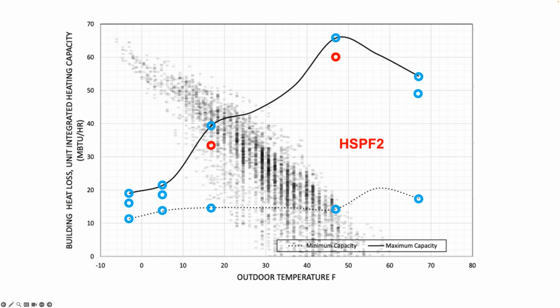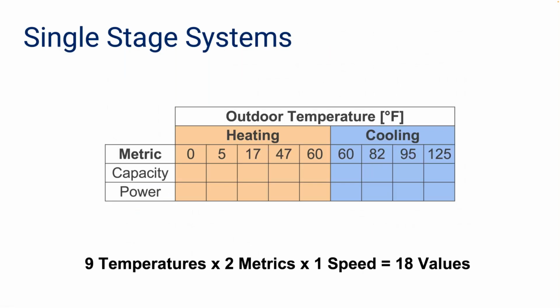All right, so I'm going to illustrate how the addendum goes about setting up this entire performance map, but I'm going to start with a single speed system. So for a single stage system, for heating, we're going to try to find the performance at 5 temperatures, and for cooling, we're going to find 4 temperatures. That's going to be enough to cover the range of performance. So that's a total of 9 temperatures, and we have 2 metrics, capacity and power, and 1 speed in this case. So we have a total of 18 values that we need to determine.